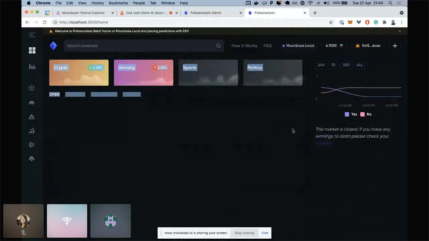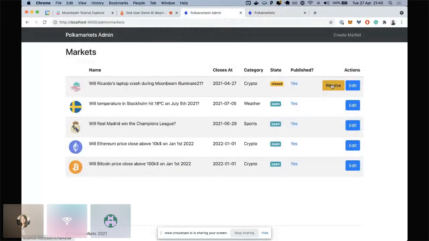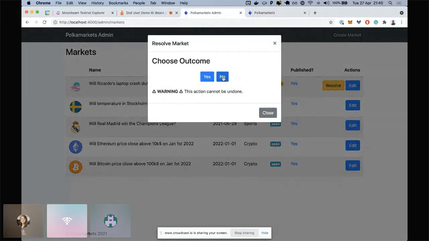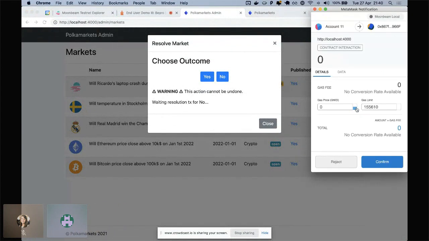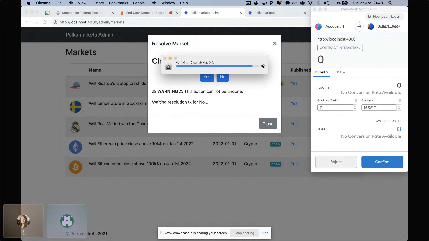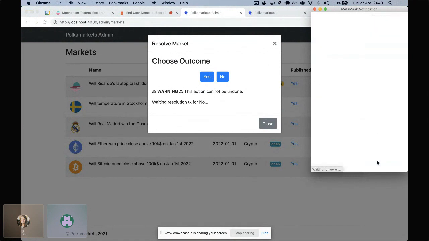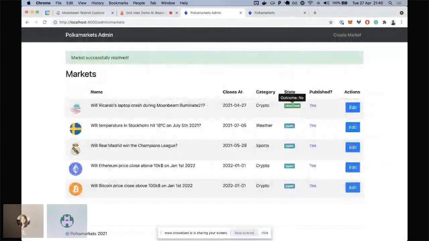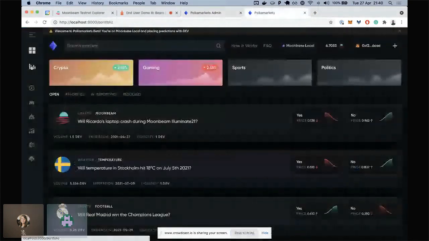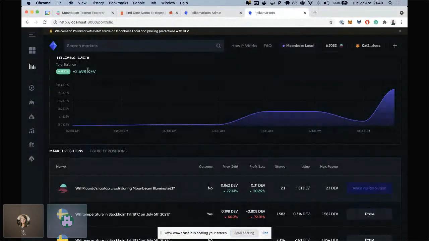Let's take this one into account, for instance. If my laptop were to crash, let's assume that the demo finished already. The market is closed already, and here in our back office, we're going to resolve the event as no, it did not crash. Let's place the transaction, and the market should be resolved very soon. Of course, it updates at the worst possible time. There you go. Market successfully resolved. Outcome, no. As it happens, I really believed my laptop wouldn't crash, and I have some no shares.